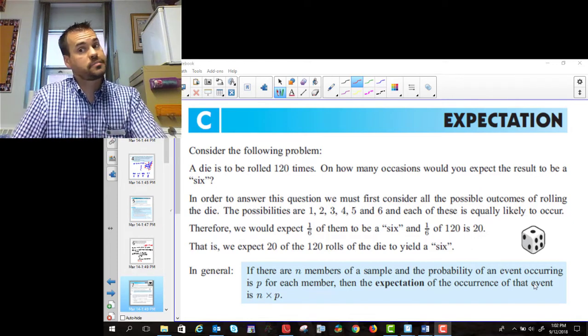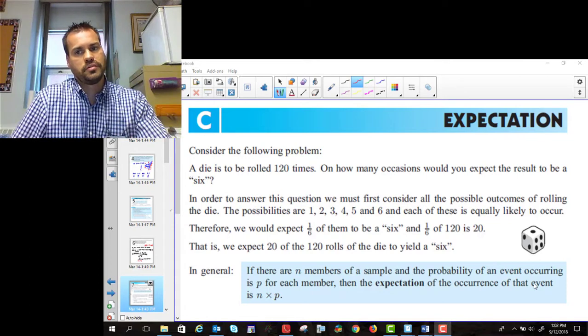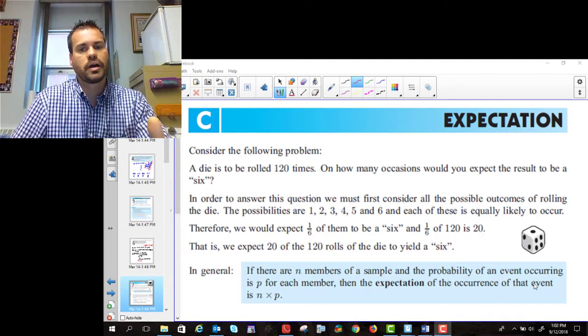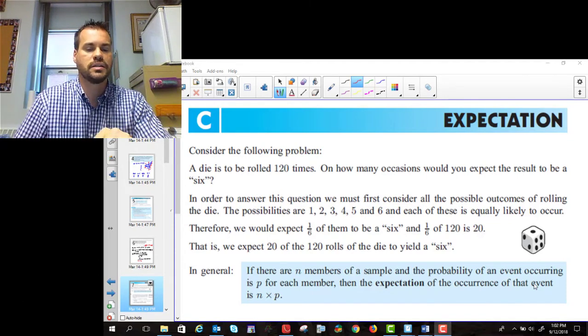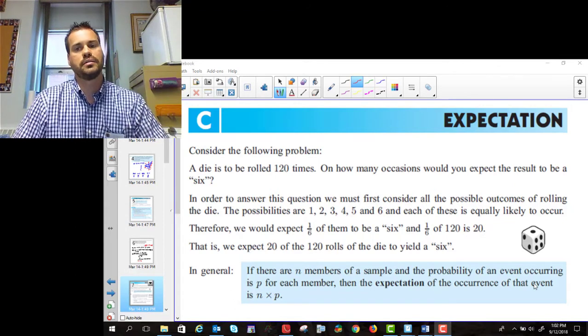All right, so expectation. What is it all about? Expectation generally means what do you expect to happen, right? And that's what we're talking about here. But the expectation actually is calculated. So it's not just how you feel about it. It's actually a calculation that we can do.